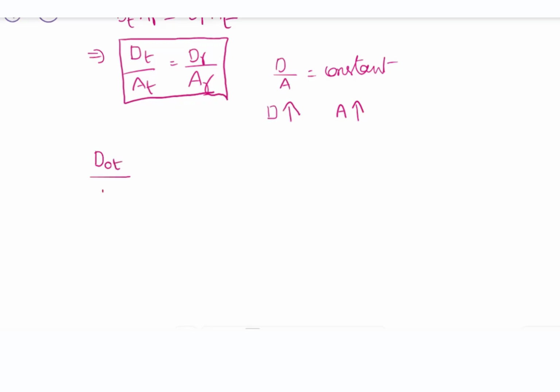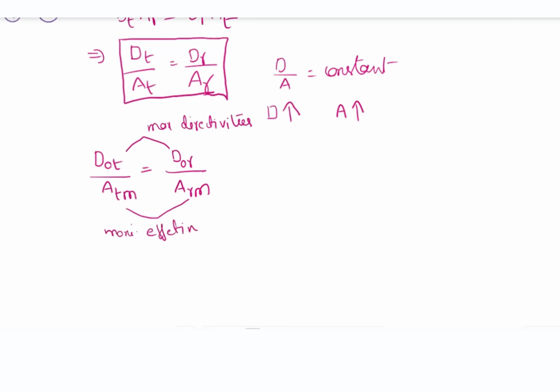DOT by ATM, now we'll write the maximum effective aperture of the transmitting antenna. DOT by ATM is equal to DOR by ARM. DOT and DOR are maximum directivities. These two are maximum directivities. These two are maximum effective apertures of the transmitting and receiving antennas respectively.